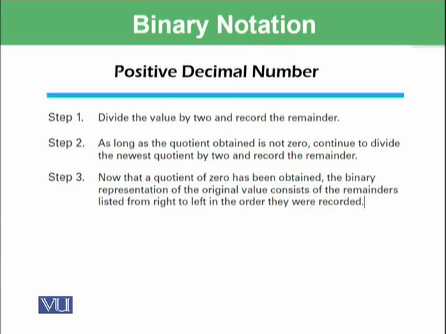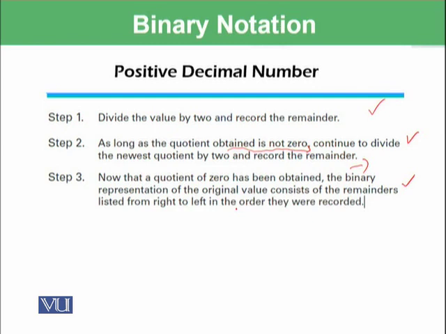How do we convert a decimal number into binary notation? These are simple three steps. One, divide the value by 2 and record the remainder. As long as the quotient obtained is not 0, continue to divide the newest quotient by 2 and record the remainder. Once the quotient of 0 has been obtained, the binary representation of the original value consists of the remainders listed from right to left in the order they were recorded.